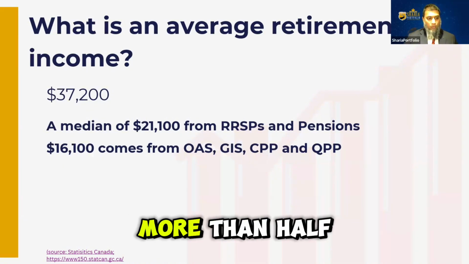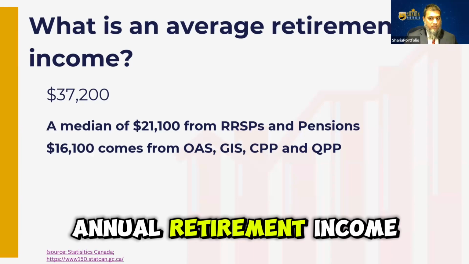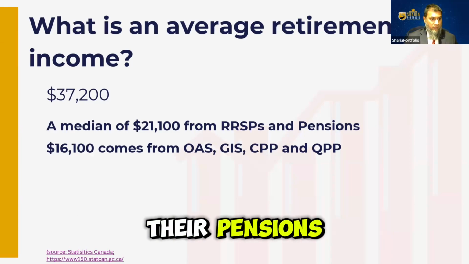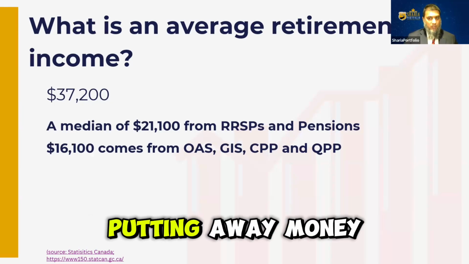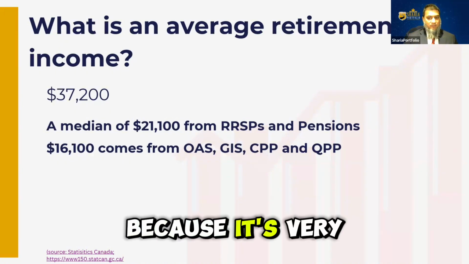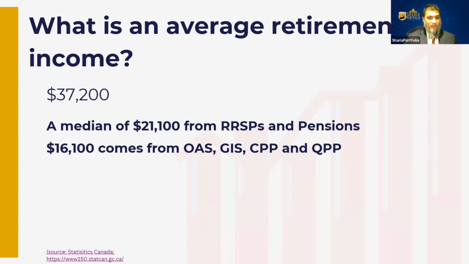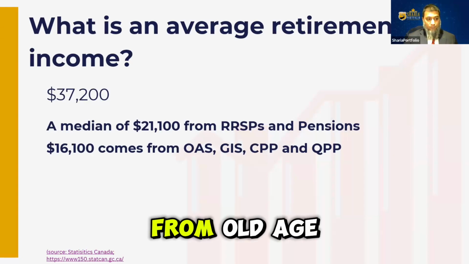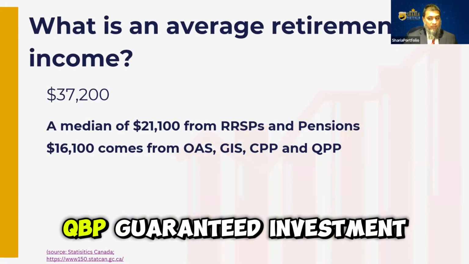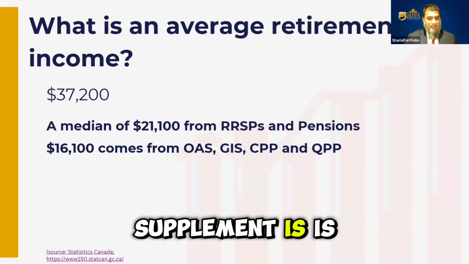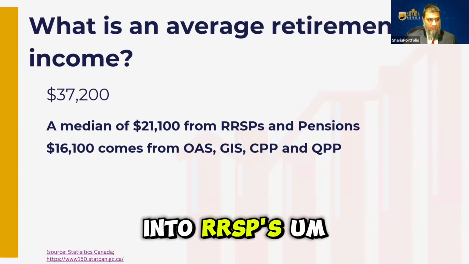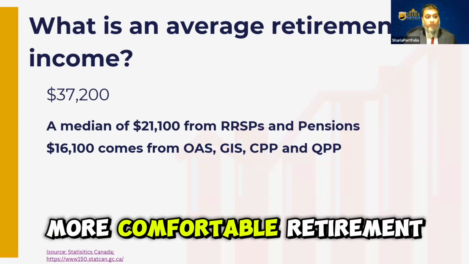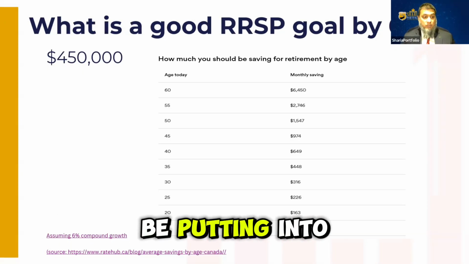If you look at the breakdown here, more than half of an individual's annual retirement income is coming from their RRSPs and their pensions. So this is something that's really important for us to be aware of, and how important it is to put away money for our retirement. With the rising costs of everything due to inflation, $16,100 from Old Age Security, CPP, QPP, and the Guaranteed Income Supplement is not enough. So we really do need to focus more on putting more money into RRSPs, so that we can have a more comfortable retirement. What is a good goal, or how much should we be putting into an RRSP?